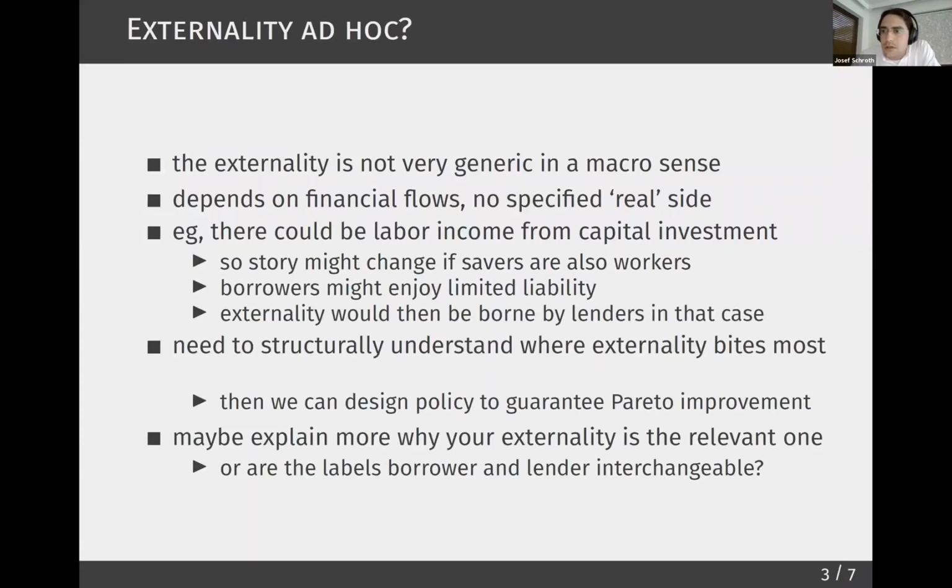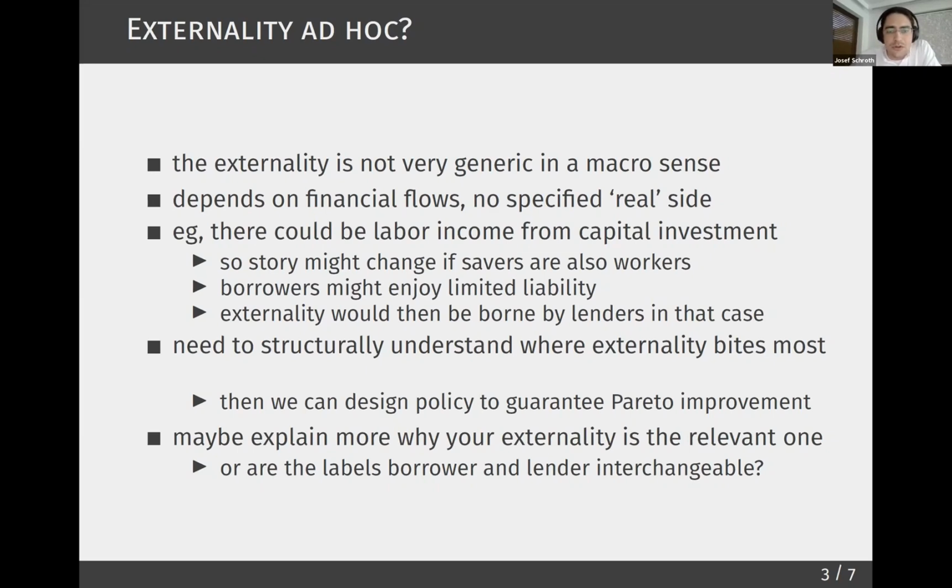Let me just give a couple of comments. So the first comment, I think the externality is not 100% generic in a macro sense. It depends on financial flows. It's not a super detailed real side. I understand the strength of the model is supposed to be general, so obviously it's not a big model.